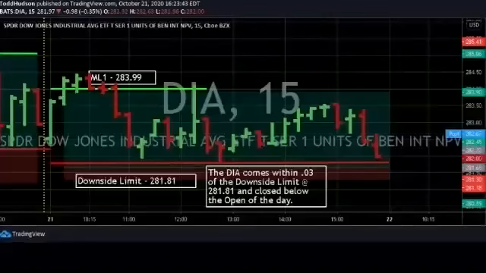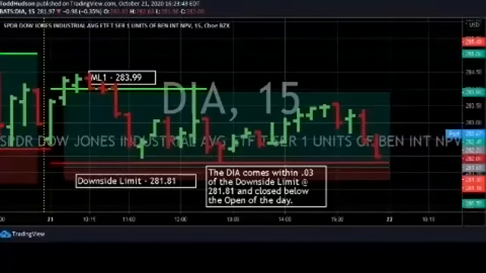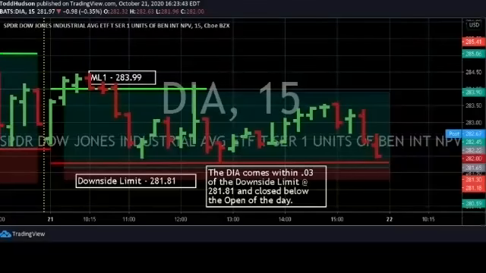This is another fast move, and the DIA came on the 21st. Basically, we got a move to the ML1 level up. The market then pulled back, and basically it was pretty much range bound that day. But as you can see, the further it goes away from the ML1 level, the less likely that it will close at or above that level.